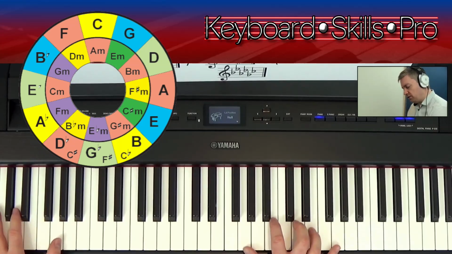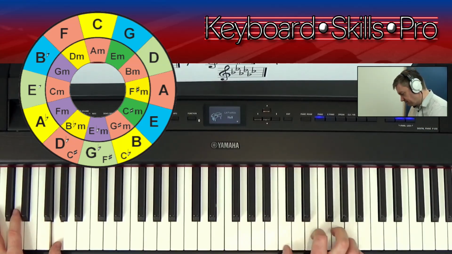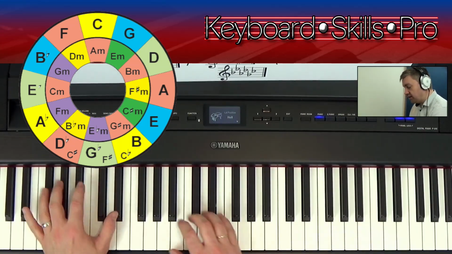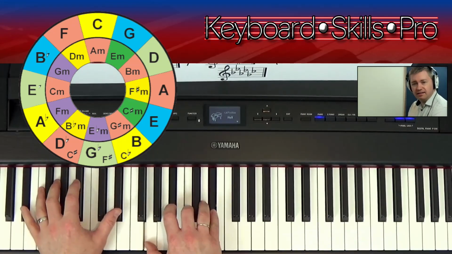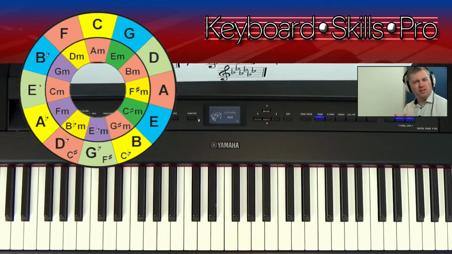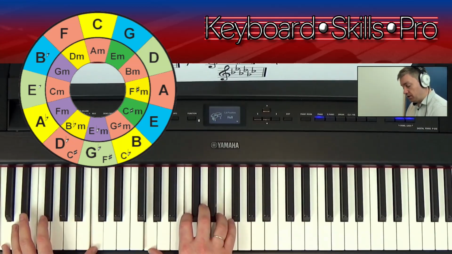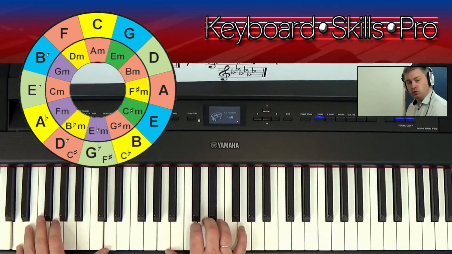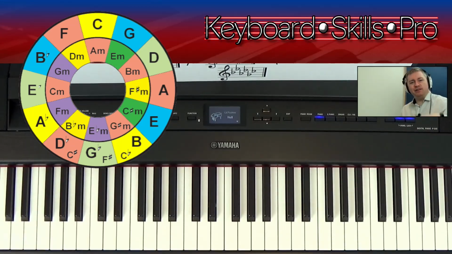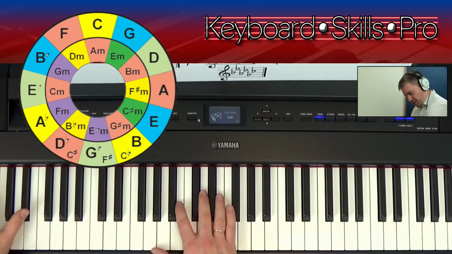But then the problem was, if it was in C, I'd then have to go into E flat, and of course it doesn't work, does it? Because they're different keys. So what if I wanted to play that earlier introduction that we did, 1, 6, 2, 5. What if I wanted to play that in a different key? So how does it work? Well, we use, strangely enough, the circle of fifths.